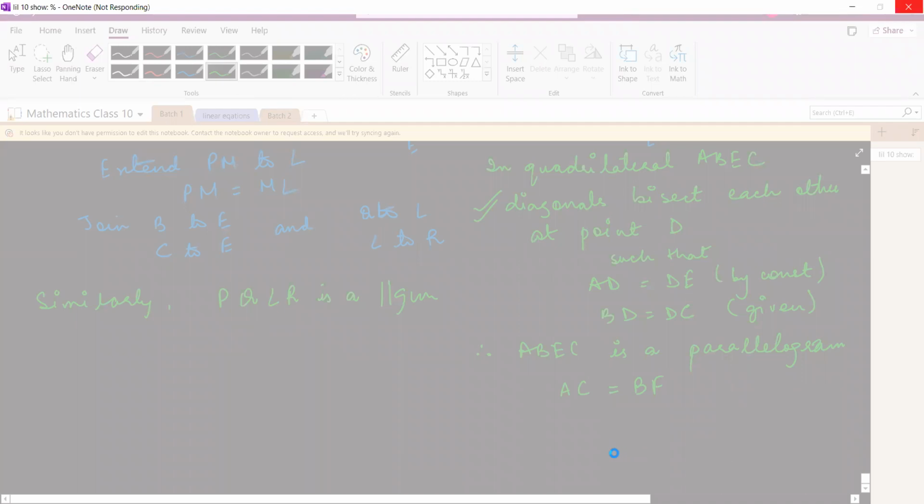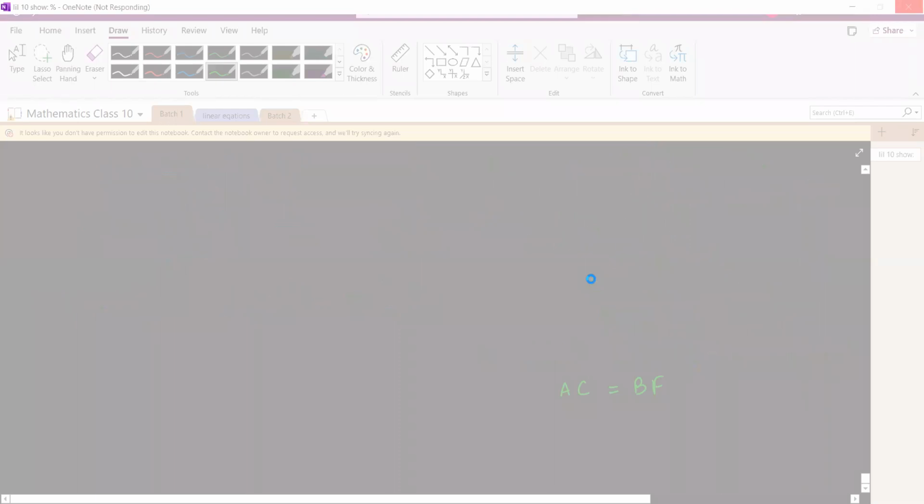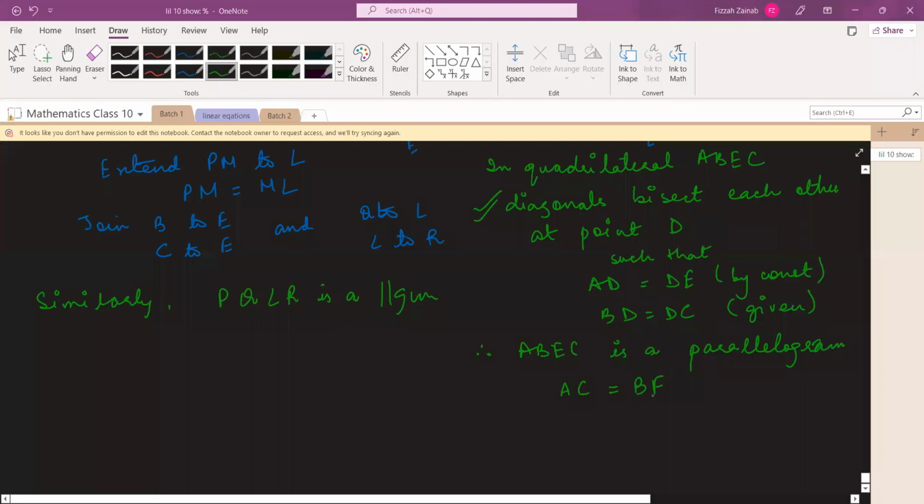Okay, AC will be equal to BE, and what was the other side? AB will be equal to EC, right? Yes, am I audible? Yes, ma'am, you are. Okay. And I can say that AB is equal to EC. So this is my result number 1, correct?